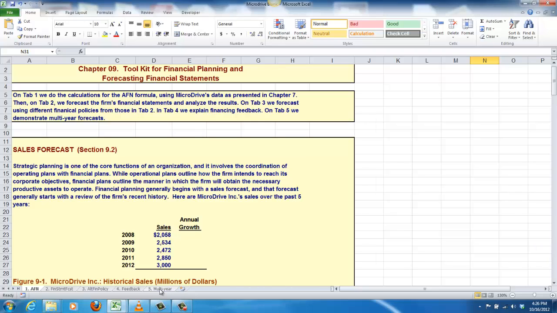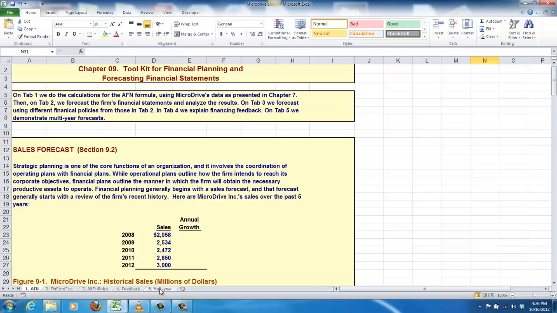I've chosen to use the Microdrive example in your textbook because this model was developed with that company and with that example in mind. This model is not one that I normally use to forecast a financial statement, but I like it because it really shows off some of the important aspects of forecasting that you're not necessarily going to see in a normal forecasting spreadsheet.